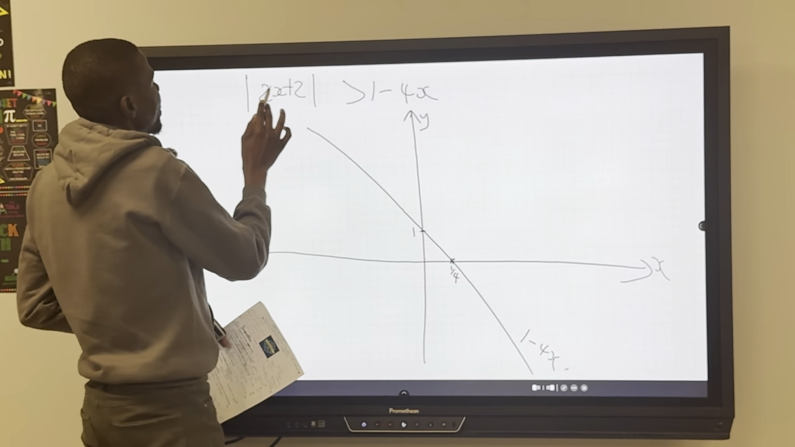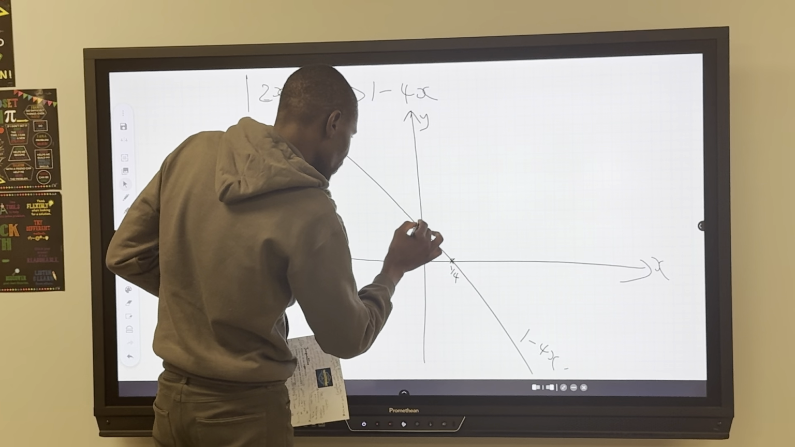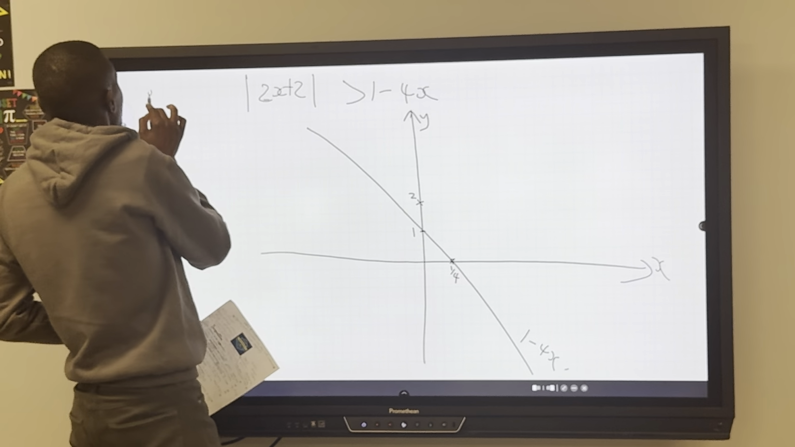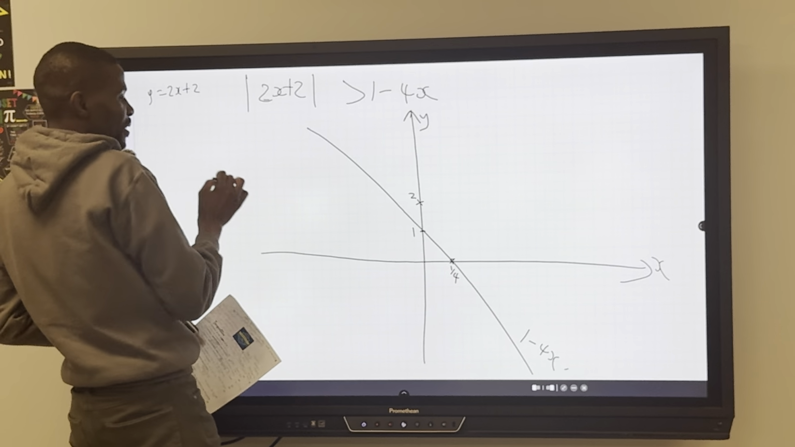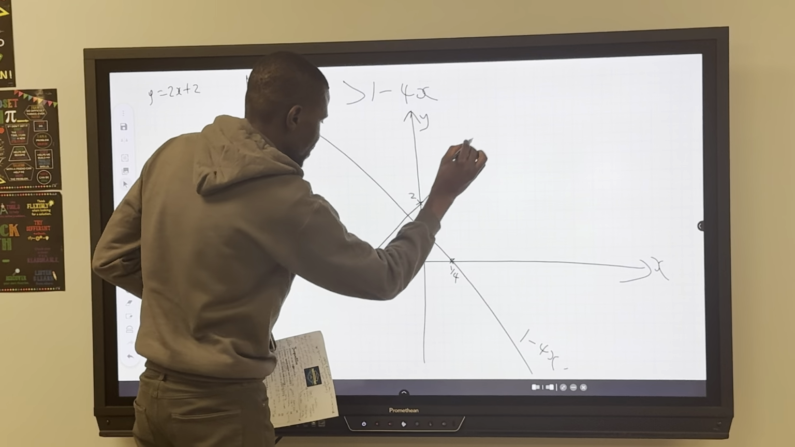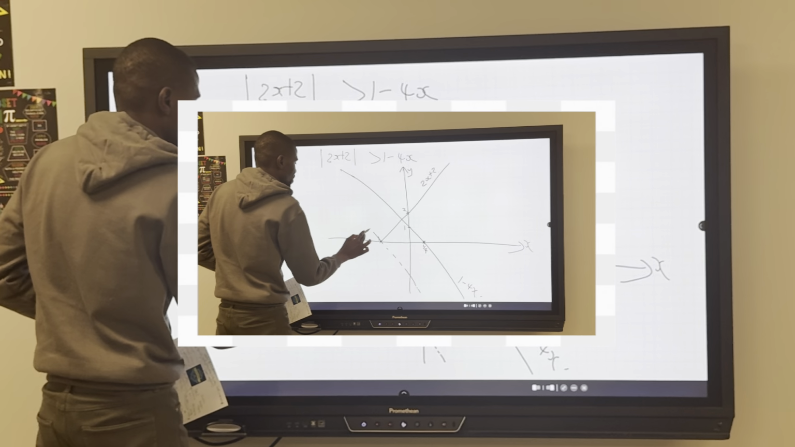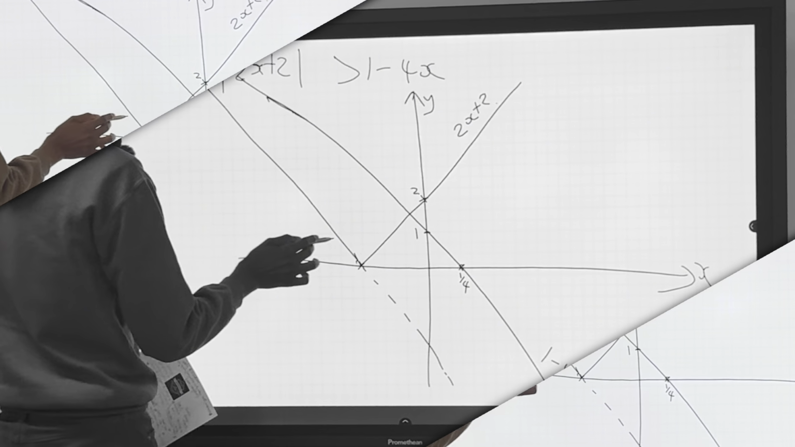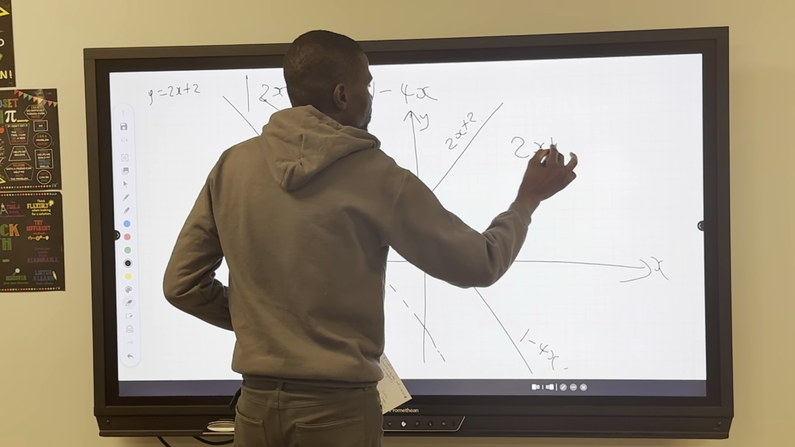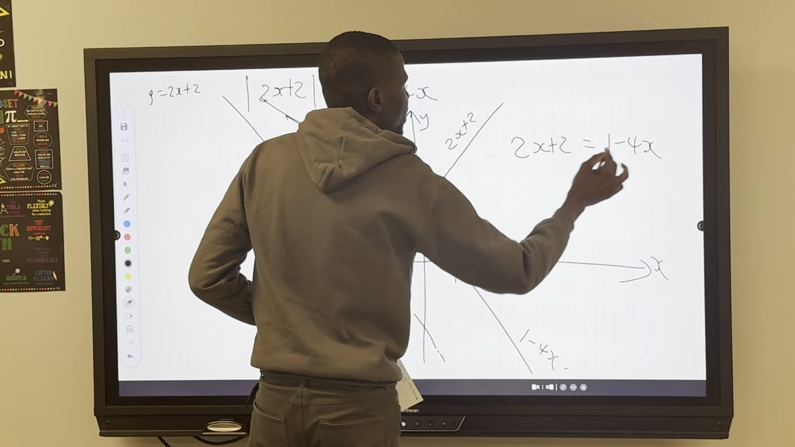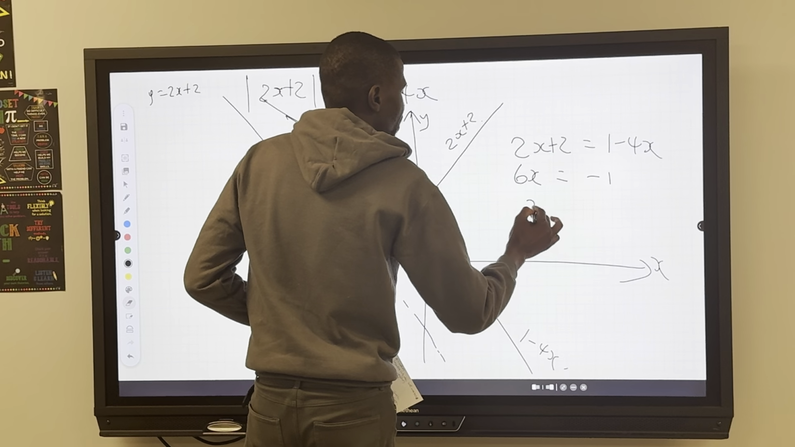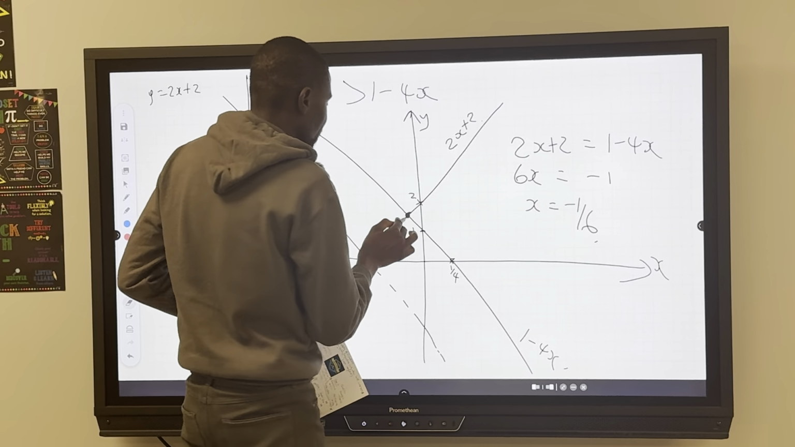Then we want to graph this. When x is 0, y is 2. Okay, so y is 2. When y is 0, y equal to 2x plus 2, x is negative 1, somewhere there, right? So the graph passes through that. Then, right, so this one is like that. So they are only intersecting at this point, where 2x plus 2 is equal to 1 minus 4x, right? So 6x equal to negative 1. So x is equal to minus 1 over 6. So they are only intersecting at this point.